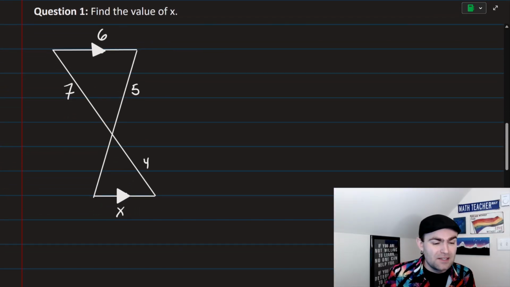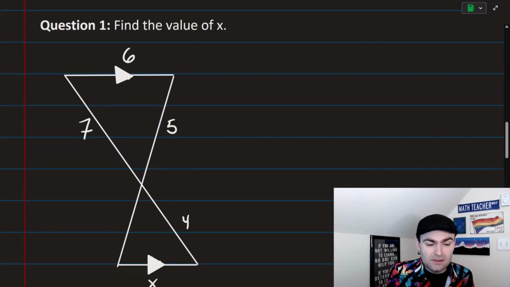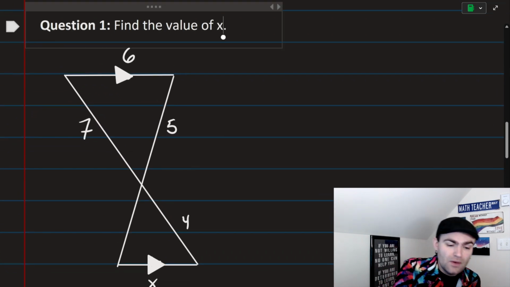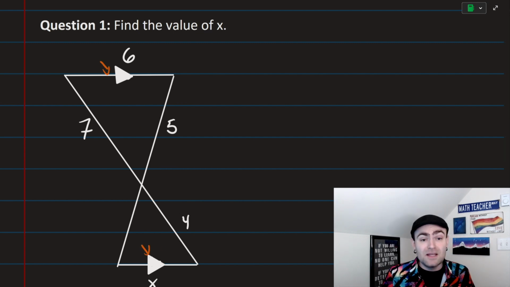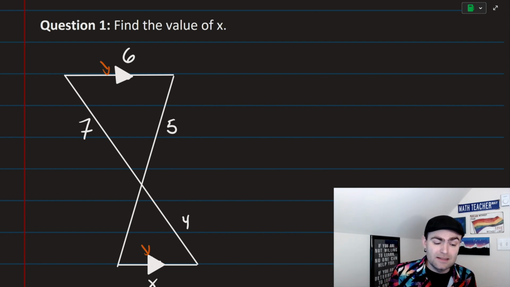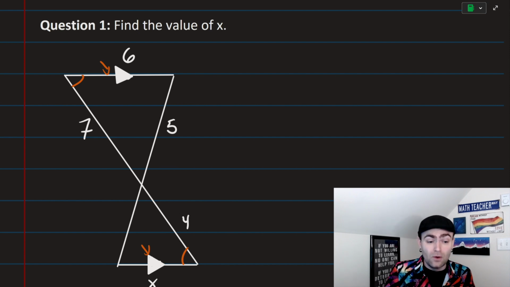So let's use that here. We're going to find the value of x here, and we're given some parallel lines. How do I know they're parallel? If you're ever given little arrows like this, that means that those two lines are parallel. Previously, we learned some angle relationships with parallel lines. First and foremost, I know that this angle here and this angle here are congruent because they are alternate interior angles.